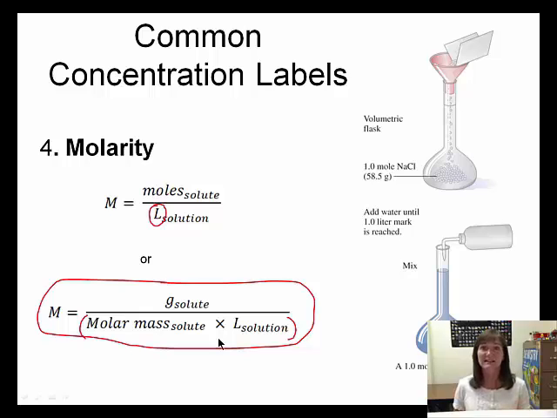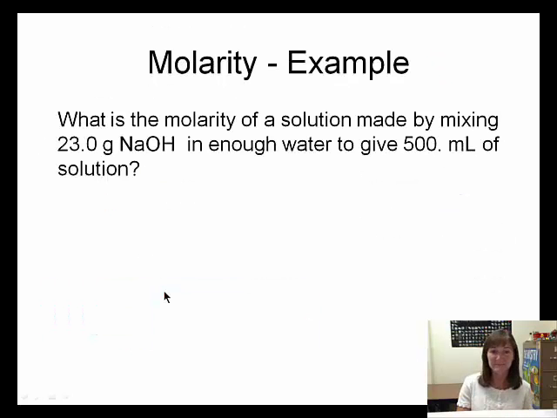So when the question is asking you for molarity, you need to decide which one of these formulas to use. And it's as simple as, if you're given moles, use the first formula. If you're given grams, use the second formula. So here is an example. What is the molarity of a solution made by mixing 23 grams of sodium hydroxide in enough water to give 50 milliliters of solution?